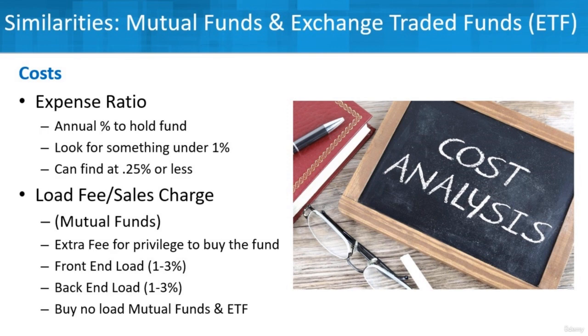So if I invest $10,000, I would be paying 1% of that, or $100 US, just to buy the fund. I'm not getting anything from it. It's just to buy the fund. So that's a front-end load. You also can have what are called back-end loads, where when I sell the fund, I get charged too. Some might have only front-end loads, some might have only a back-end load, and some have both.